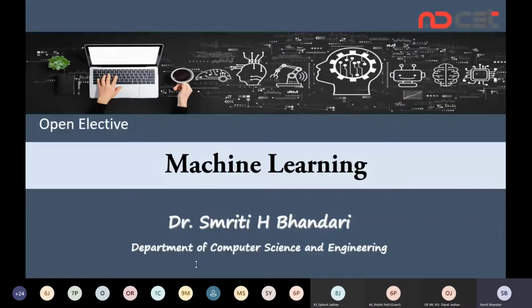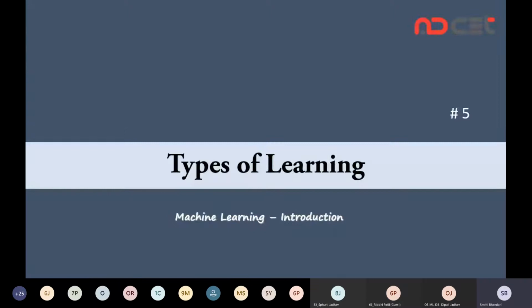So today we are going to discuss types of learning algorithms. In fact, we have started discussing types of algorithms in the last session. We are going to continue our discussion.